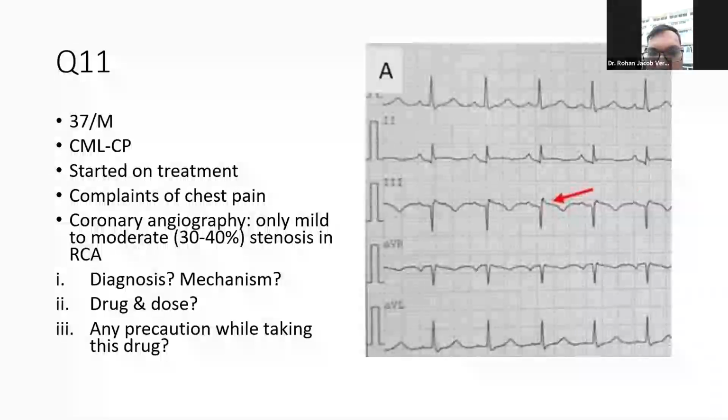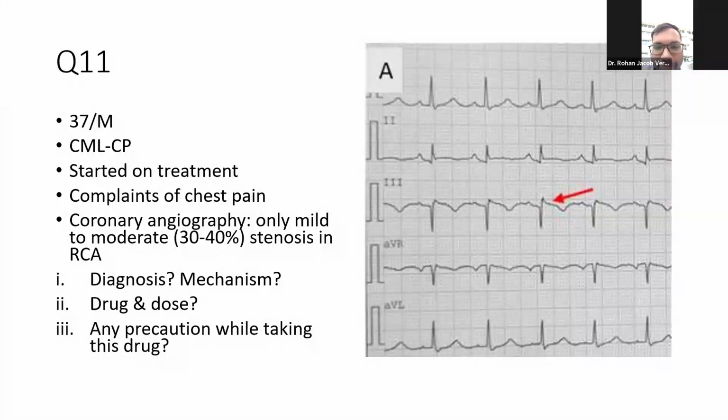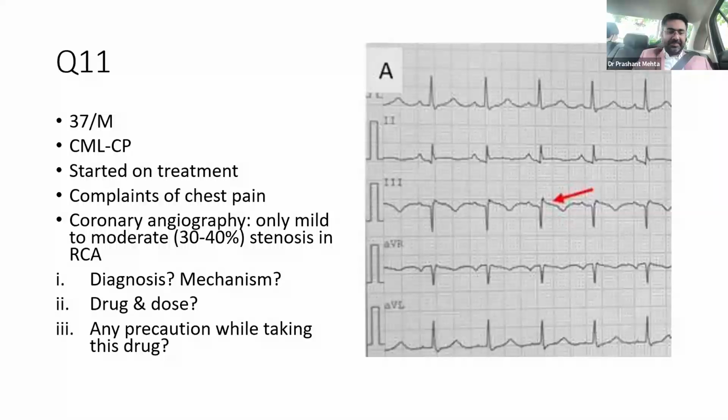Okay, so the chat box is on fire: nilotinib has cardiovascular toxicity. Okay, so drug and dose. 150 mg BD, 300 mg BD. Okay, nilotinib. So I think let's move.